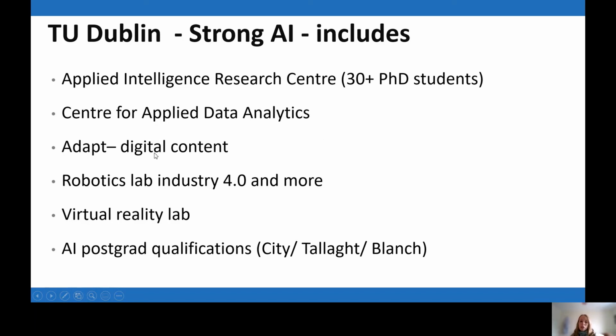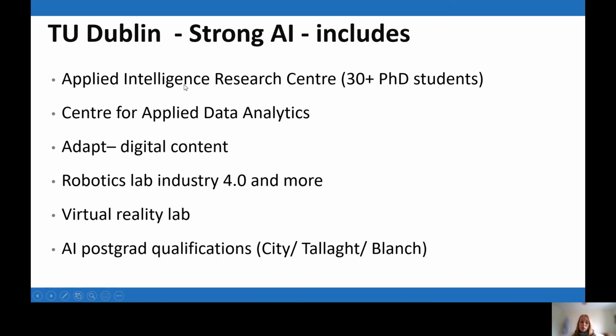We have the ADAPT Centre with funded research investigators who are doing work on digital content and beyond in terms of AI. We have the Robotics Lab, Industry 4.0 Lab, working with companies to develop around the area of robotics and automation. We have a virtual reality lab, currently based in our Aungier Street Centre, whereby we work with companies where virtual reality is needed, on anything from training to various other aspects around processes.